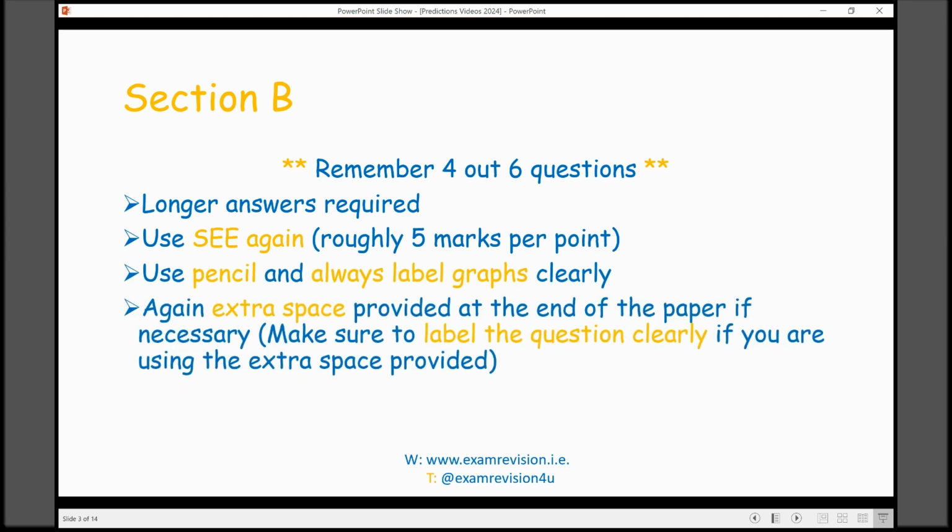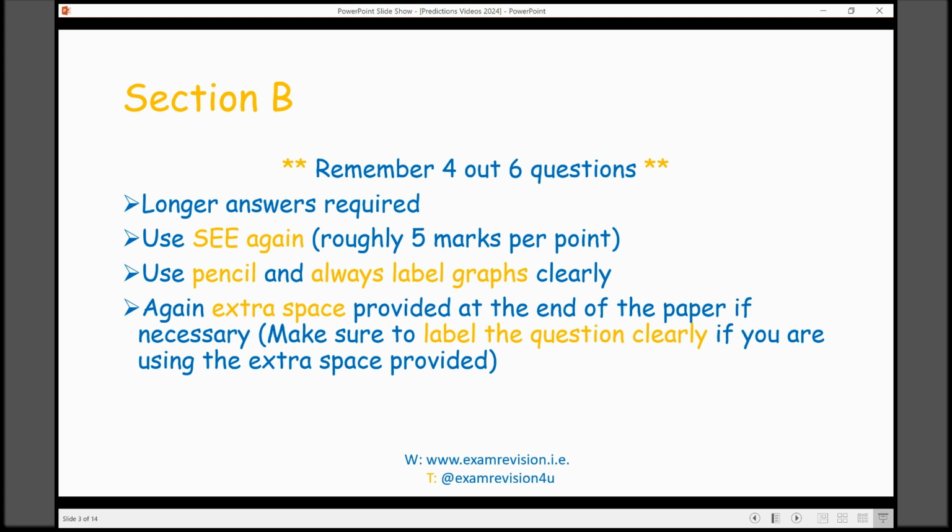And again, that's at the end of the booklet, so you can always put in extra space there once you've labelled your question clearly. Again, use that state, explain, example point. What I say is roughly 5 marks per point. That's a rough guideline, but you won't be too far wrong with that. Each long question is worth 75 marks. Sometimes they could be 4 marks per point. They can go up to 6, 7, 8, depending on the question. But if you're aiming for roughly 5, you have a good guide of how much they're looking for.